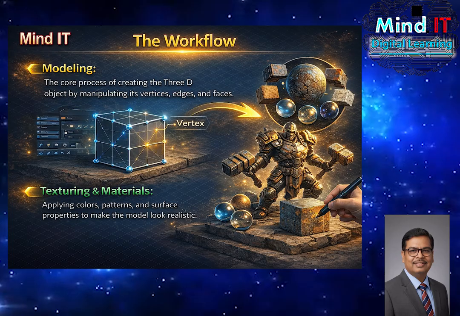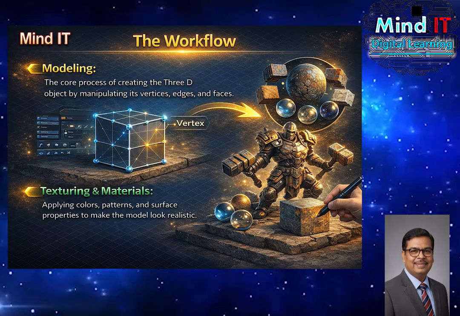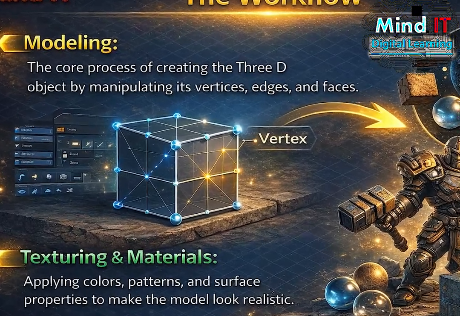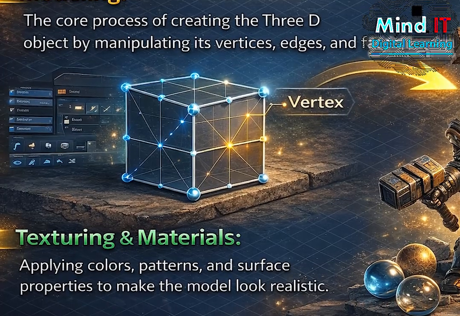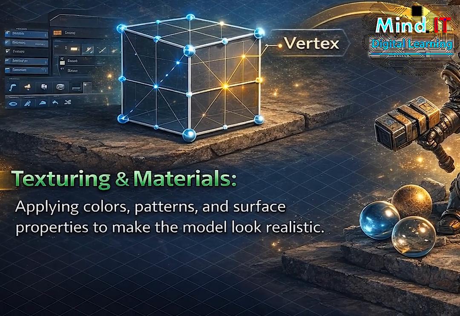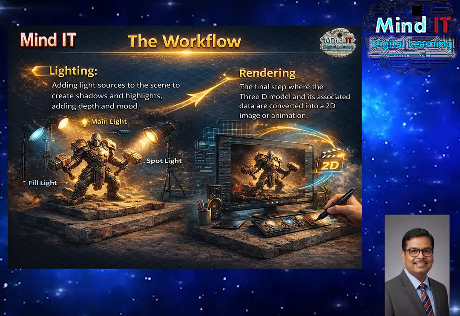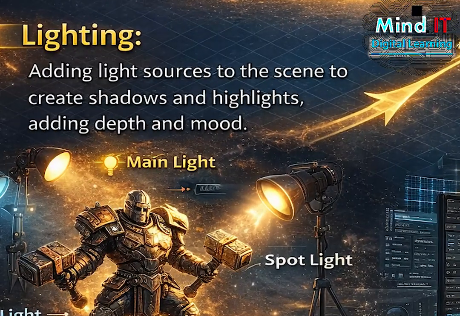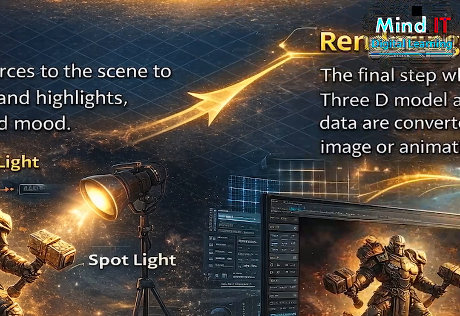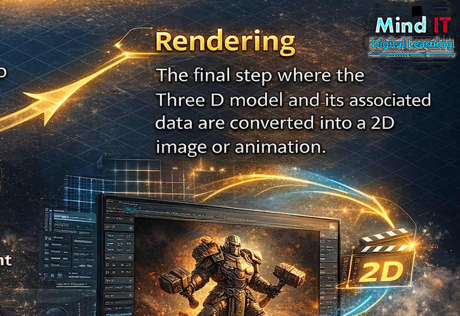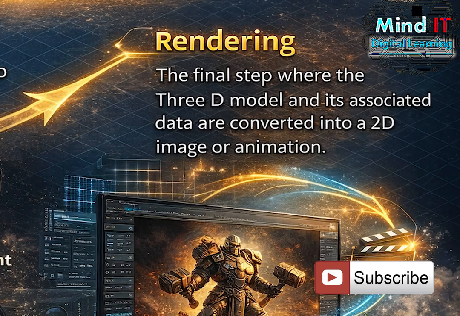The workflow. One, modeling. The core process of creating the 3D object by manipulating its vertices, edges, and faces. Two, texturing or materials. Applying colors, patterns, and surface properties to make the model look realistic. Three, lighting. Adding light sources to the scene to create shadows and highlights, adding depth and mood. Four, rendering. The final step where the 3D model and its associated data are converted into a 2D image or animation.